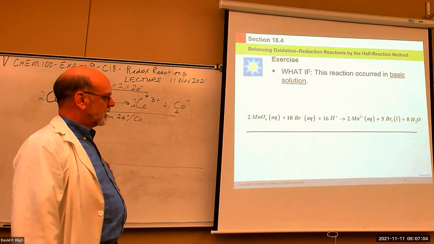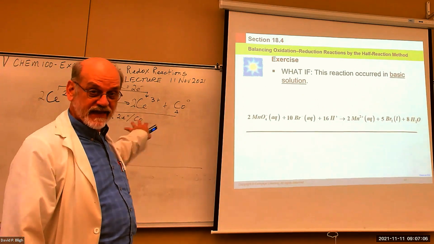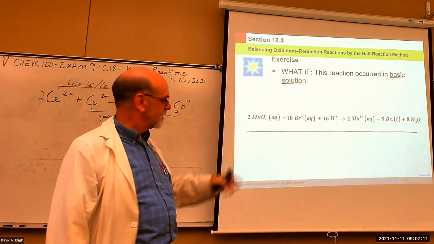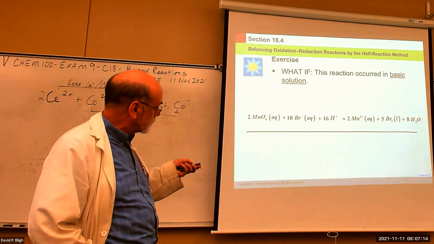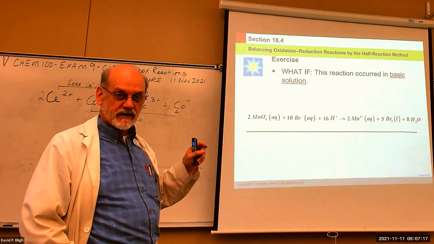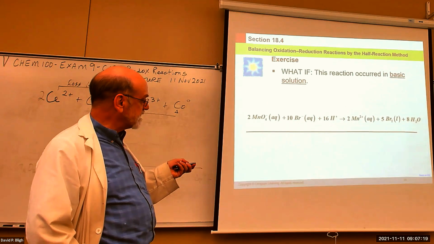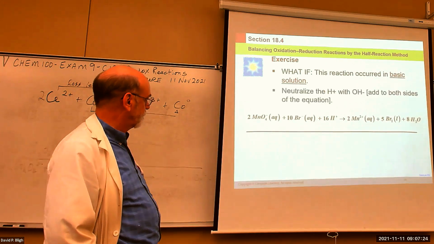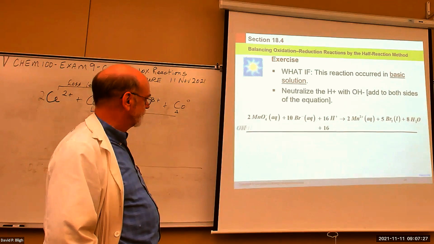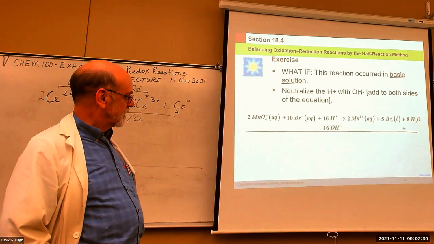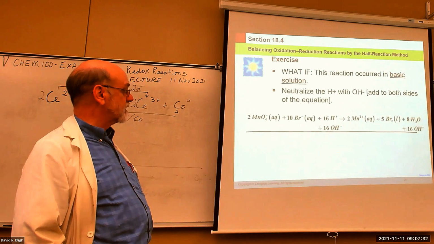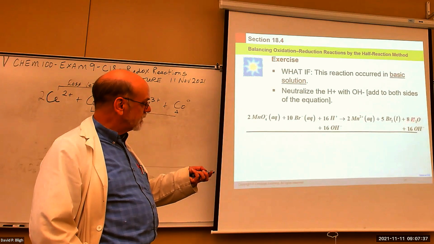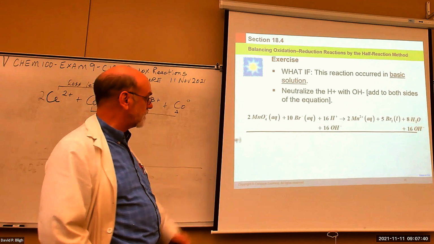Okay. Now, if we take this one and do the same thing to it that we did before and convert this to a basic solution, then we would neutralize those hydrogens with hydroxyls. We need 16 hydroxyls here. Put 16 hydroxyls on that side. And then 16 hydroxyls on that side. Add them together, we get 16 waters over here. And now we have 8 waters and 16 hydroxyls on that side.